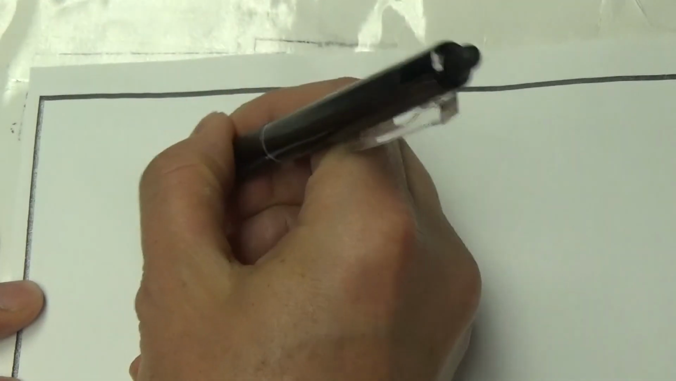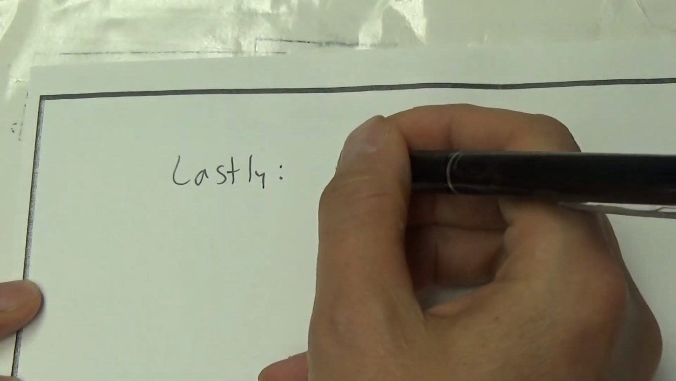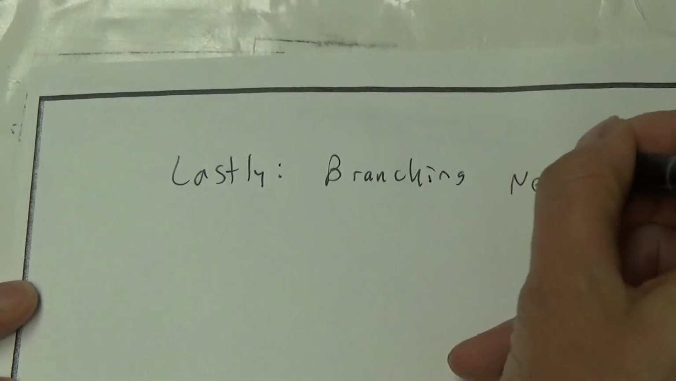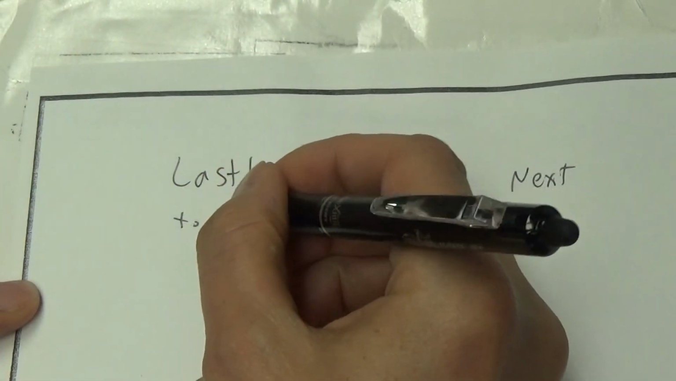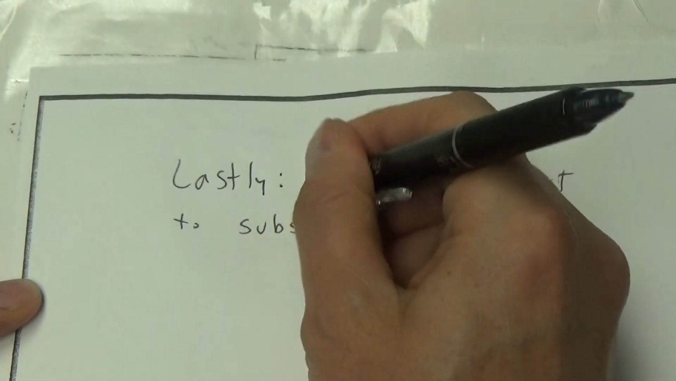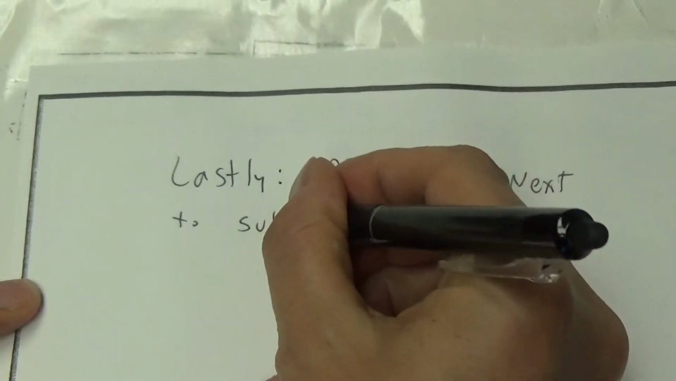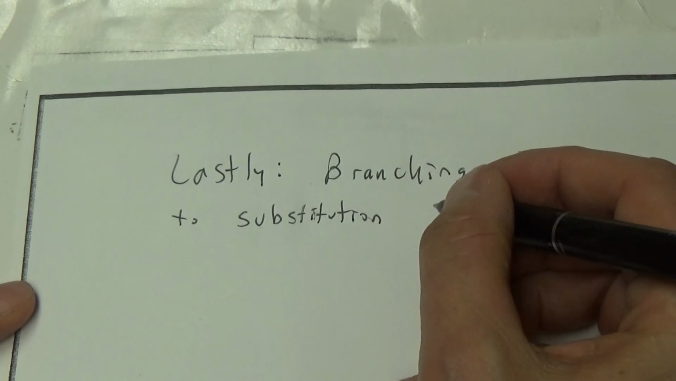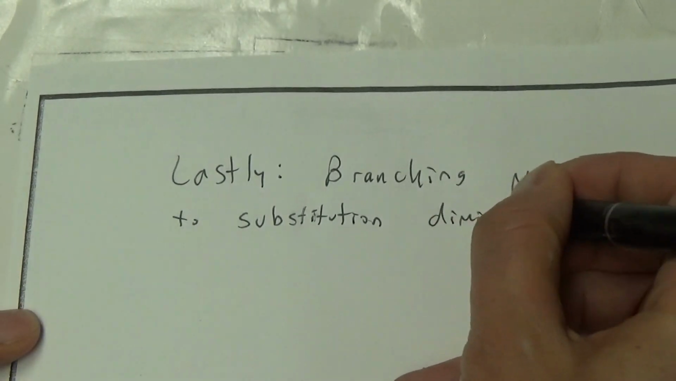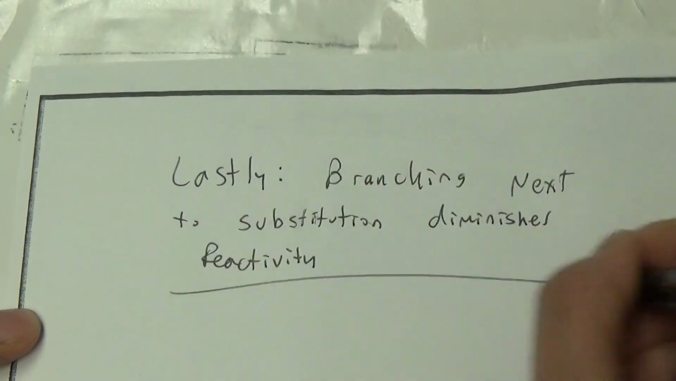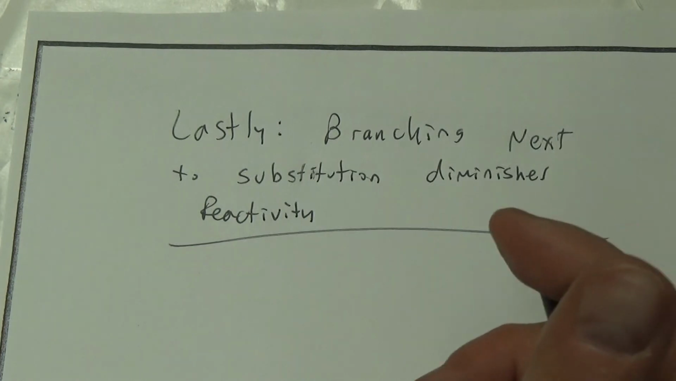One more example along the same lines. Lastly, I think this might be the last topic in this chapter. Branching next to the substitution, where the leaving group is, diminishes reactivity. Branching next to the substitution diminishes reactivity.